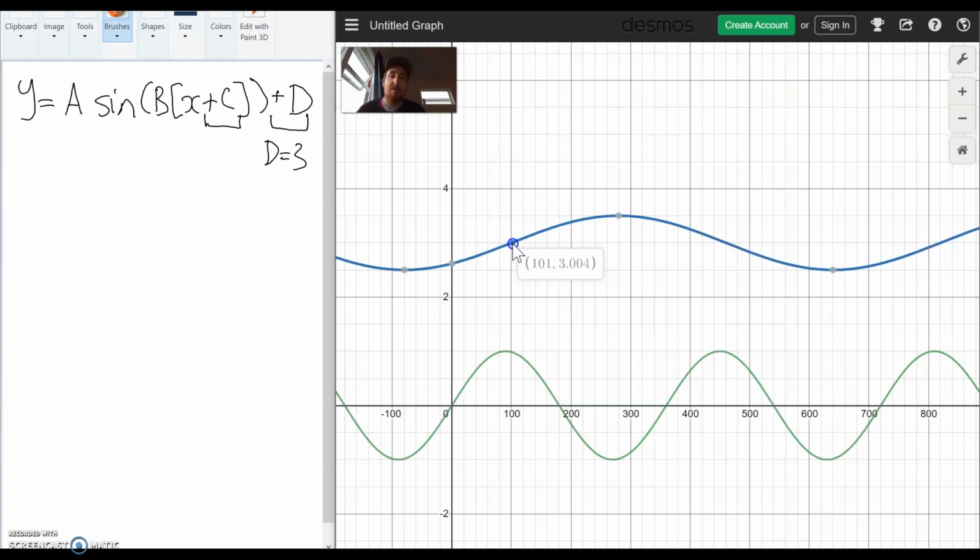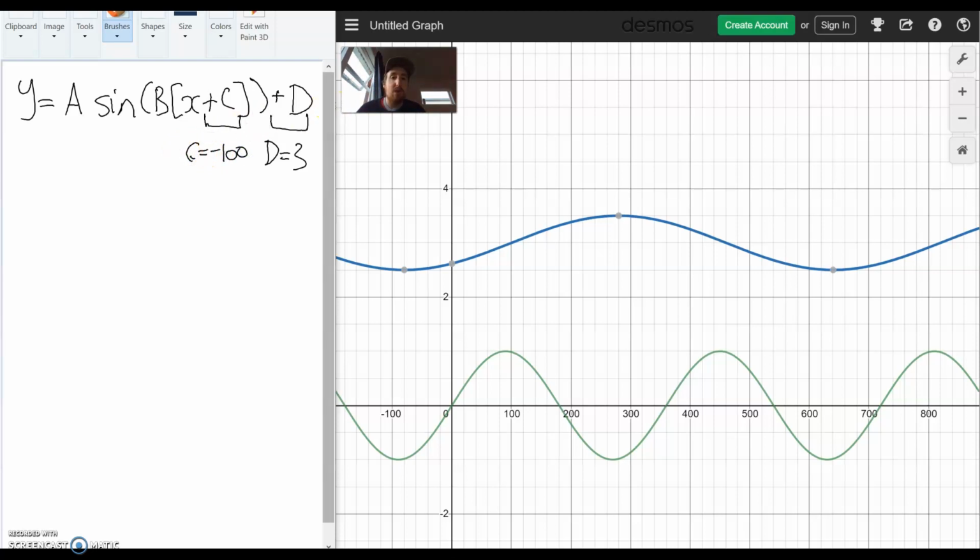And it looks like it's going to be 100. If I can get the exact point. There we go. So 100, 3 that was. So by following that line, we can see, oh yeah, that should be here, but it's actually been shifted to the right to 100 here. Because that's a positive 100, c should be a negative value. So c should equal negative 100.